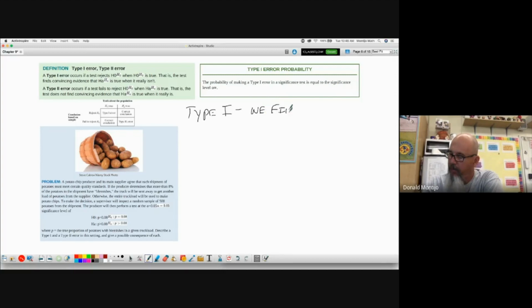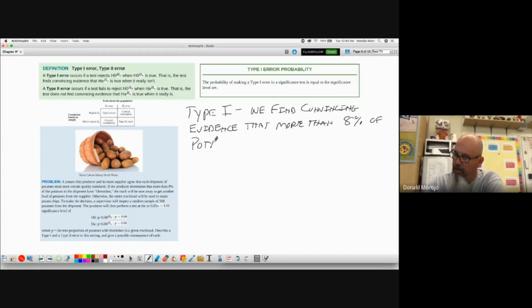Okay, so a type 1 error, we find convincing evidence that more than 8% of our potatoes have blemishes, when in fact they don't.